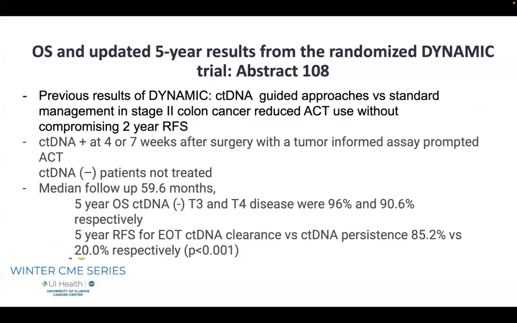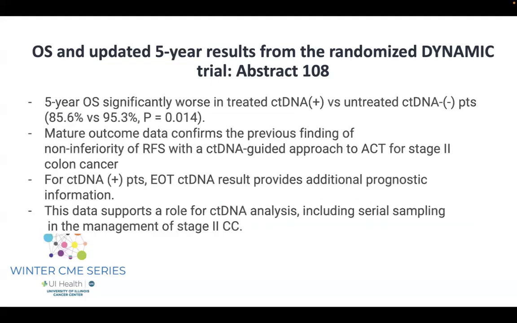So the median follow-up time we're looking at is 59.6 months, and the 5-year overall survival for the ctDNA negative T3 and T4 disease populations was 96% and 90.6% respectively. The 5-year relapse-free survival for ctDNA clearance versus ctDNA persistence was 85.2% versus 20% respectively. So again, 5-year relapse-free survival for patients who at the end of treatment had ctDNA clearance was significantly better than those who did not have ctDNA clearance.